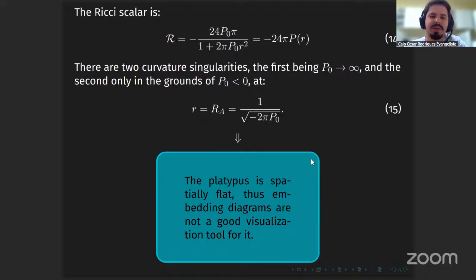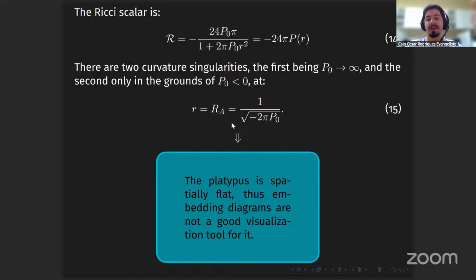Okay, and as I said before, it's a regular solution. You can calculate the Ricci scalar, for example, and the Ricci scalar has this form. Because the pressure is always positive and the radius is always positive, the Ricci scalar is always positive as well. However, we also analyzed the negative pressure cases. If you want negative pressures, you end up introducing a new natural length scale, which is this RA, which we call the anti-platypus solution, and you can build some physics around it, although we will not talk much about it.